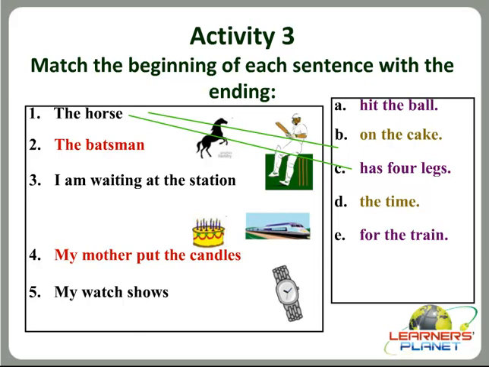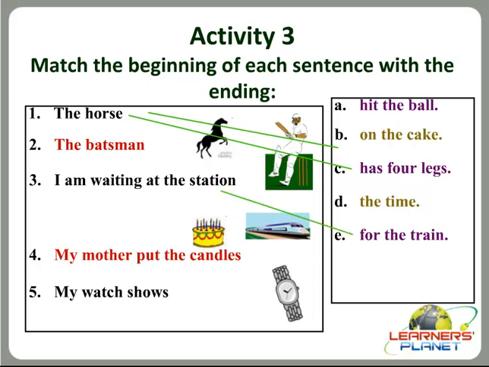Next, I am waiting at the station. On the cake, the time, for the train. We cannot say station and cake together. I am waiting at the station, the time is incomplete, does not make a sentence. I am waiting at the station for the train makes sense and is a complete sentence. So students, we match I am waiting at the station with for the train.